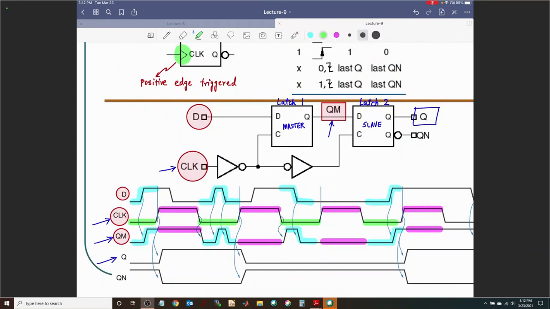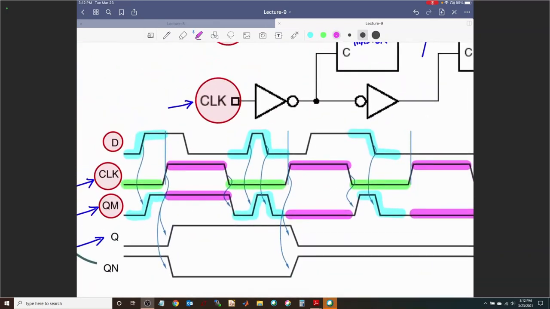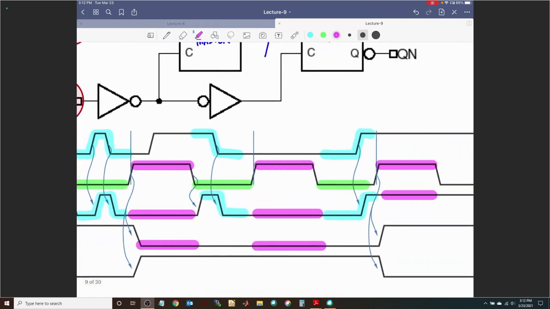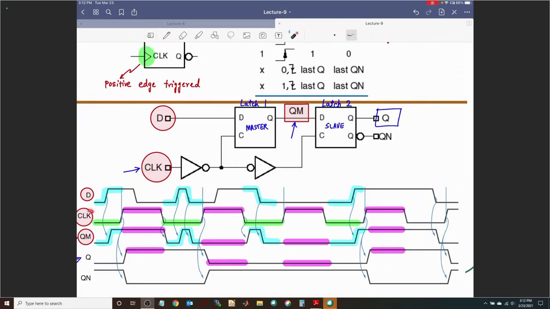So let me use maybe pink for that. QM during that window is high. So if you assumed that Q is zero first, this is an assumption, we would have Q following QM there, then there, then there, then there. Q is simply following QM for those pink timing windows on the clock. Those are for clock is one. Now, this is your Q, final Q, and that is your complemented form QN sketched.